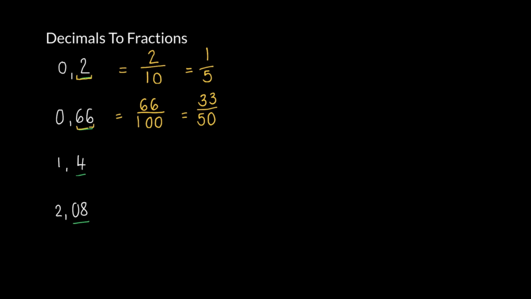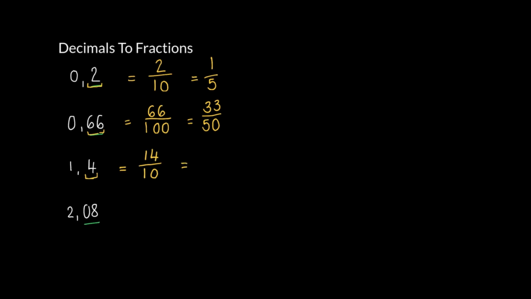Now in the case of this one, where we have 1.4 and not just 0 something, what we're going to do is use the exact same method. So we're going to get something on the top, and since we've got one number on the other side of the decimal, we're going to put just 1 0 and a 1 in front. But on the top, instead of just writing 4, we're going to write 1 and 4, and this is going to give us 14 over 10. And we can then simplify it. If I divide both the top and the bottom by 2, that is going to give me 7 over 5.